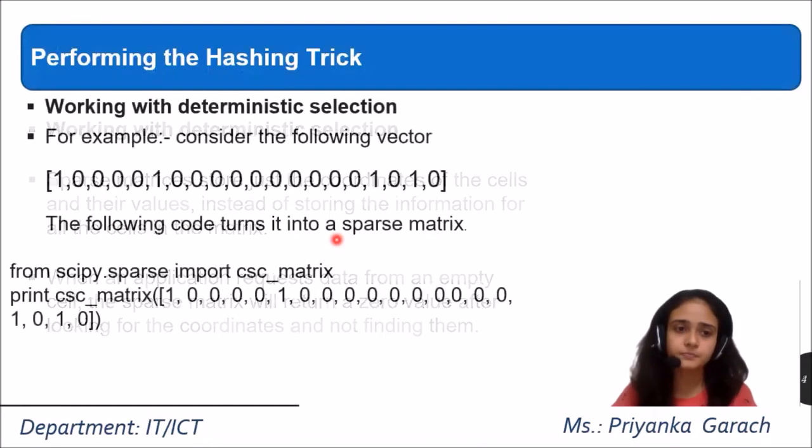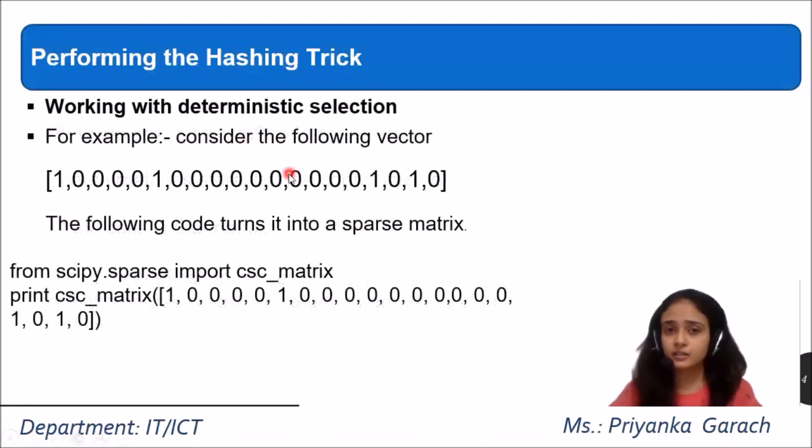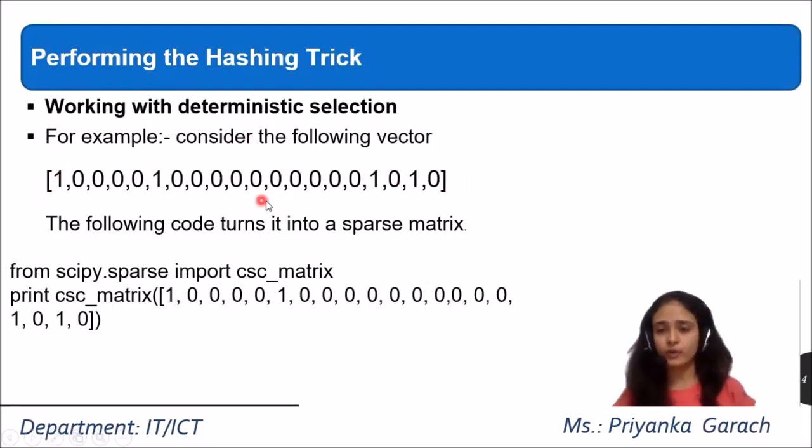Let's see that. Consider the following vector. I have a list in which I have the values 0 and 1. I will call it the vector. In this I have only two values, 0 and 1, and I want only the positions where my 1 is present. For that the sparse matrix is used.